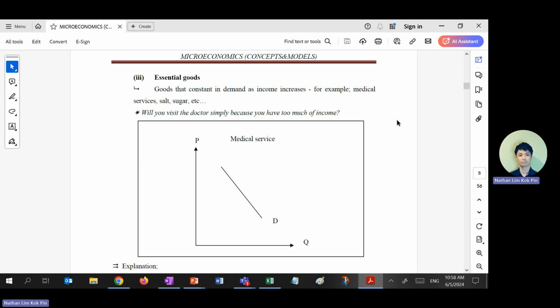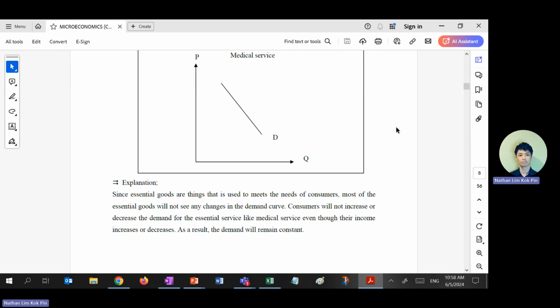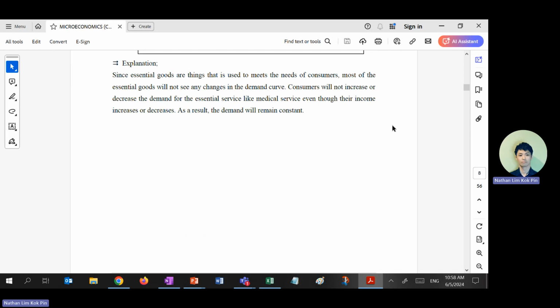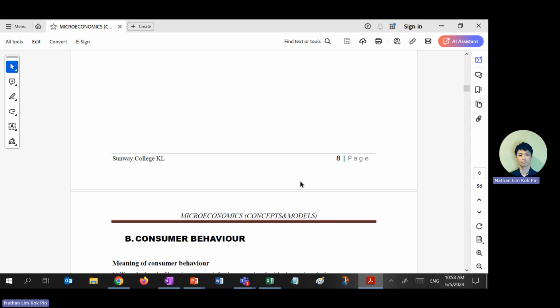This one is the medical service. I told you already. Nothing to say, just put the demand curve there, right? Since essential goods are things that are used to meet the needs of consumers, most of the essential goods will not see any changes in the demand curve, right? Consumers will not increase or decrease the demand for essentials like medical services, even though their income increases or decreases. As a result, demand will remain constant. So this is how you need to explain.